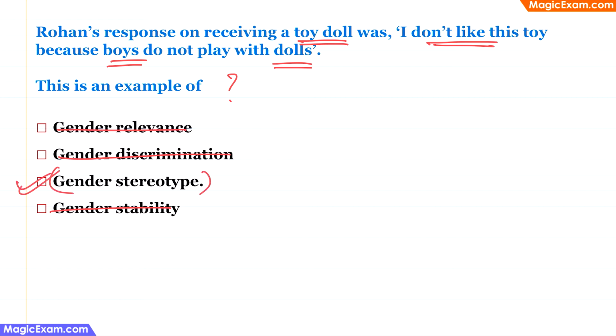A stereotype is where there is an expectation based on gender. For example, it is expected that girls will play with dolls and kitchen sets, whereas boys will play with cars and guns. So there is a stereotyping of what type of toys children will play with. Therefore, this is an example of gender stereotyping.